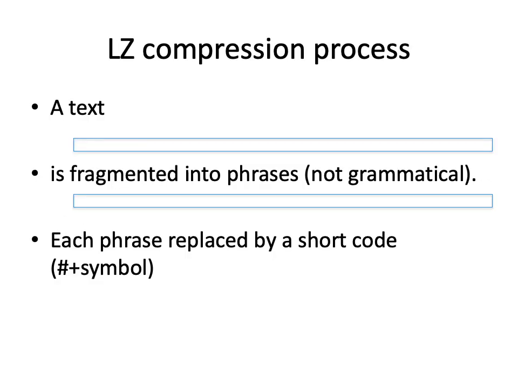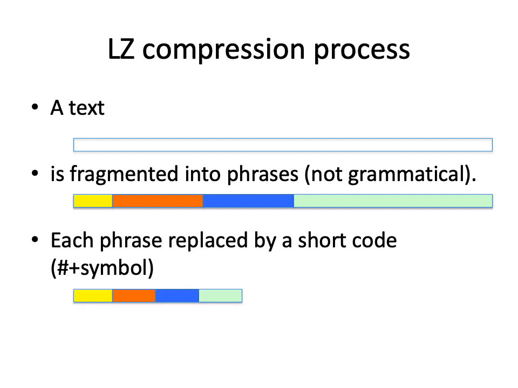In short, how the compression algorithm works: you take a text to compress, and the compression algorithm fragments the text into phrases. The phrases have nothing to do with grammar or semantics. It's just a sequence of consecutive symbols. Each phrase is replaced by a short code, and the concatenation of all these short codes makes the compression of the text.